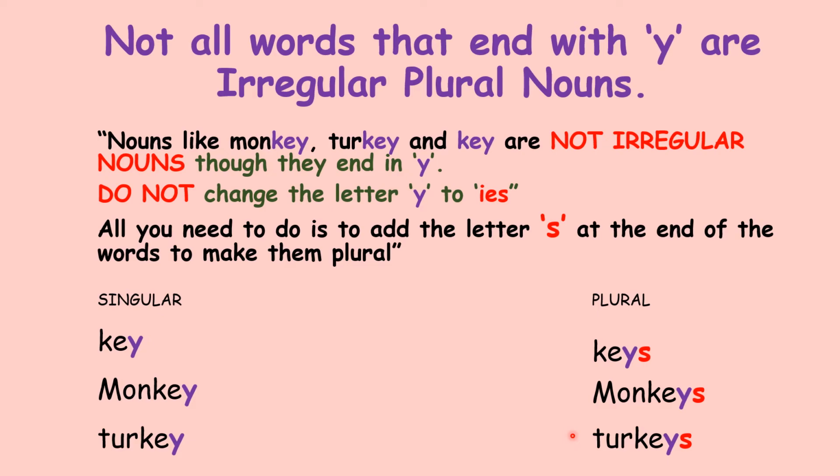And if you realize, the words that end with the letters EY, for example, monkey, turkey, key, they are not irregular nouns, so do not change the letter Y to IES. If you see a word ending like that, all you need to do is to add the letter S to make it plural.